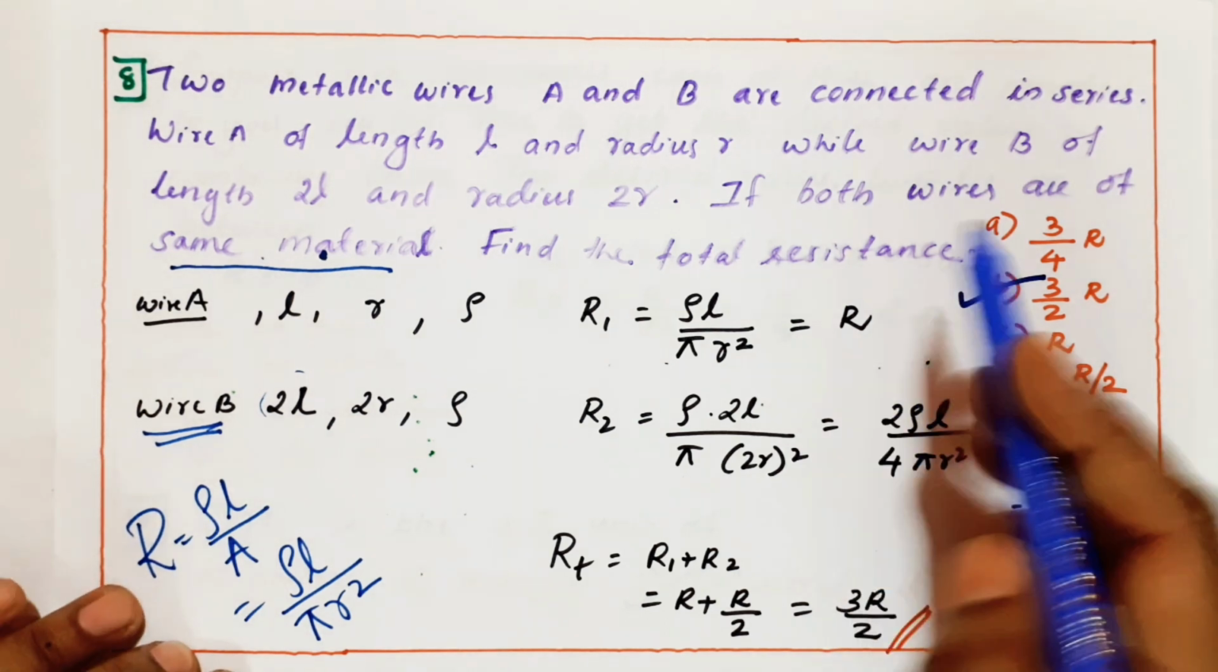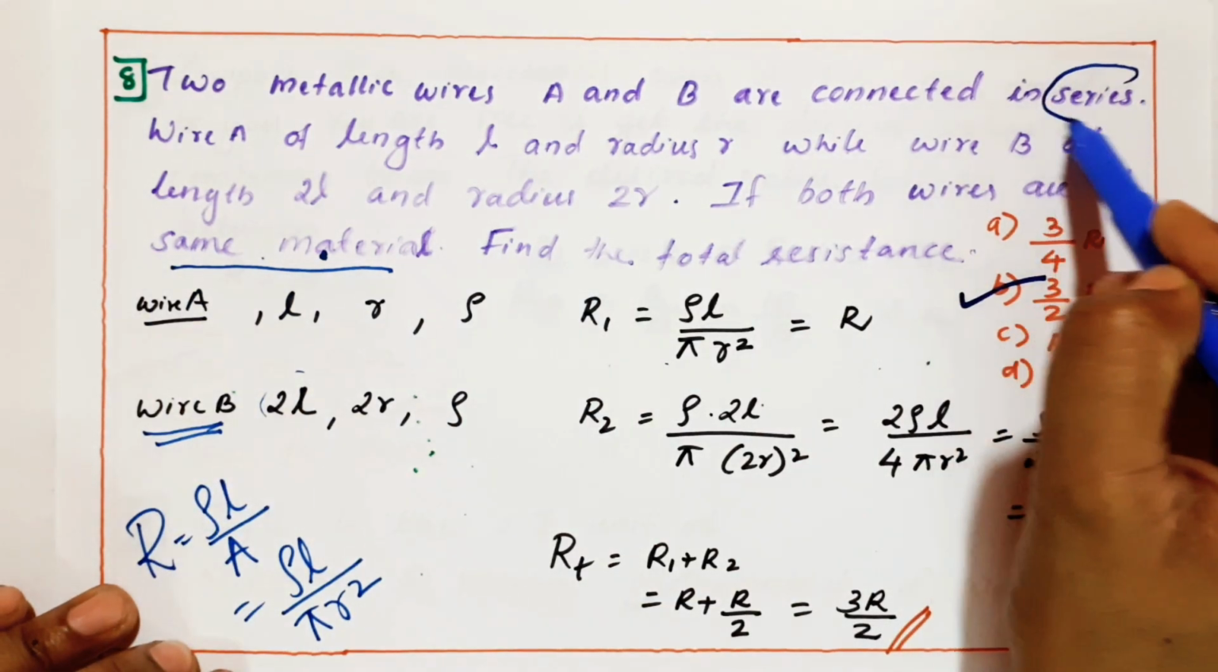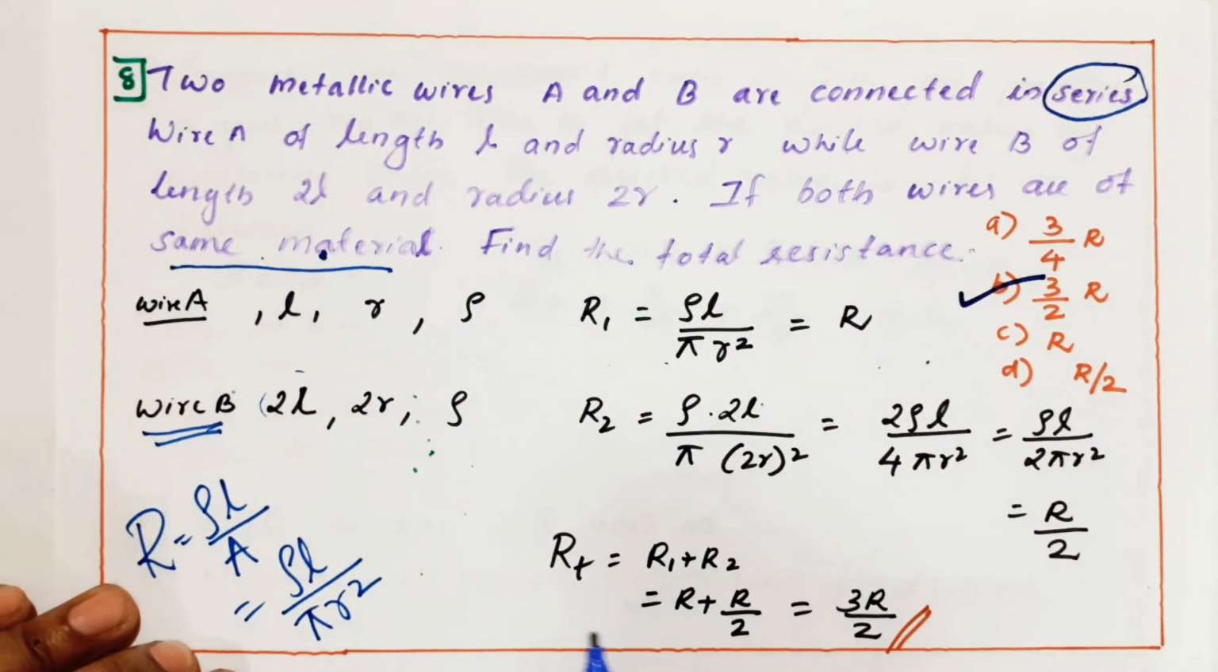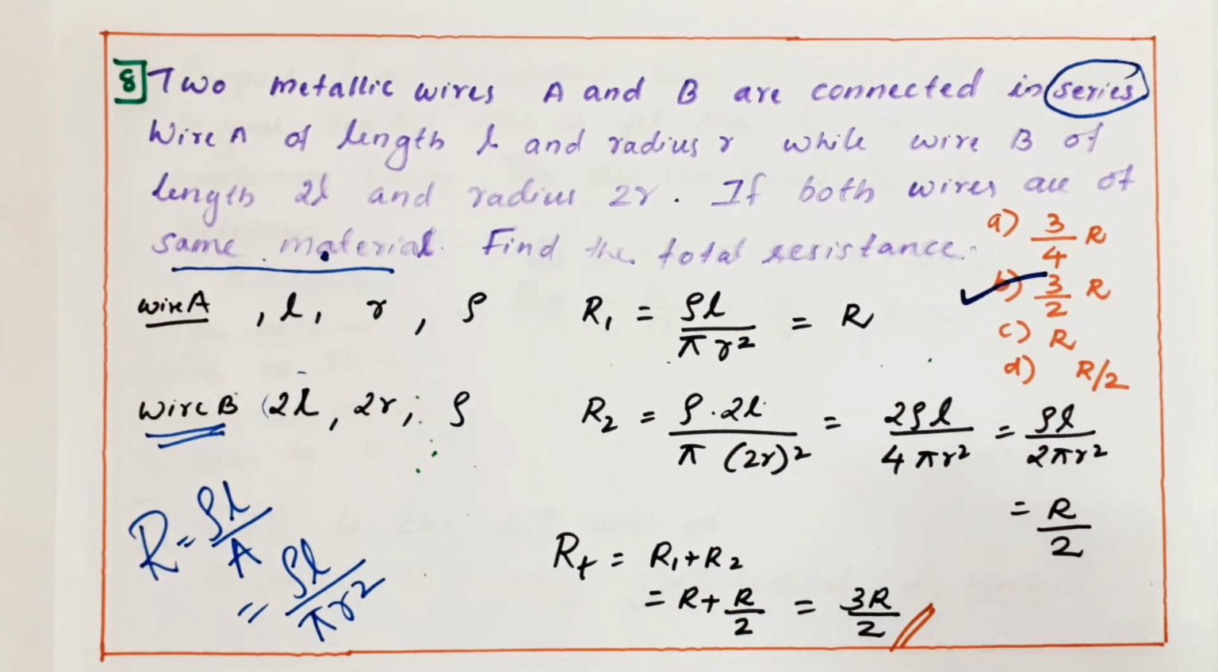If they are connected in series, they gave it in the question, connected in series, the resistance is R1 plus R2. That is R plus R by 2. R plus R by 2 is 3R by 2.